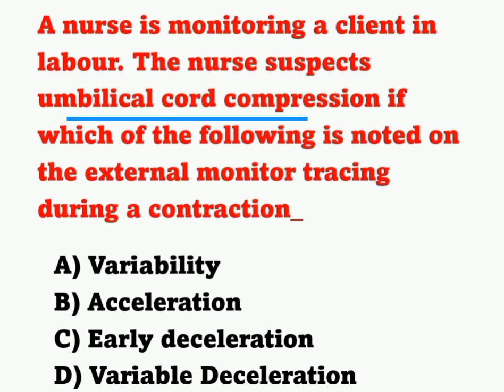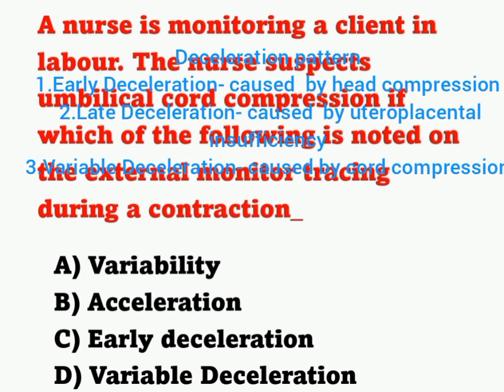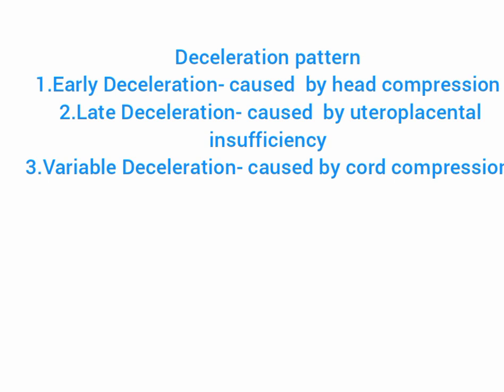And next option, early deceleration and variable deceleration. These two are types of deceleration. Deceleration means decreasing or reducing the fetal heart rate. Here we can see the patterns of deceleration. First one is early deceleration. Early deceleration is caused by head compression. Fetal head compression means there is early deceleration.